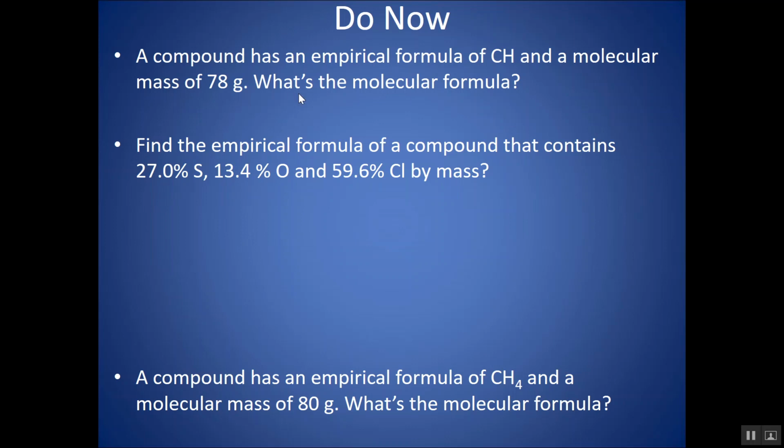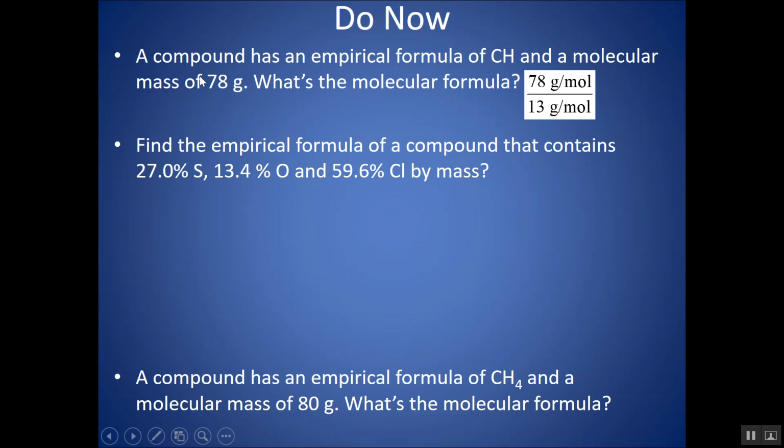So for this first problem, it tells me a compound has an empirical formula of CH and a molecular mass, also that's like a synonym for molar mass, of 78 grams. What is the molecular formula? So I can find the molar mass of CH, which is the empirical formula. There's one C that weighs 12 grams per mole, one H that weighs 1. If I add that together, I get 13 grams per mole.